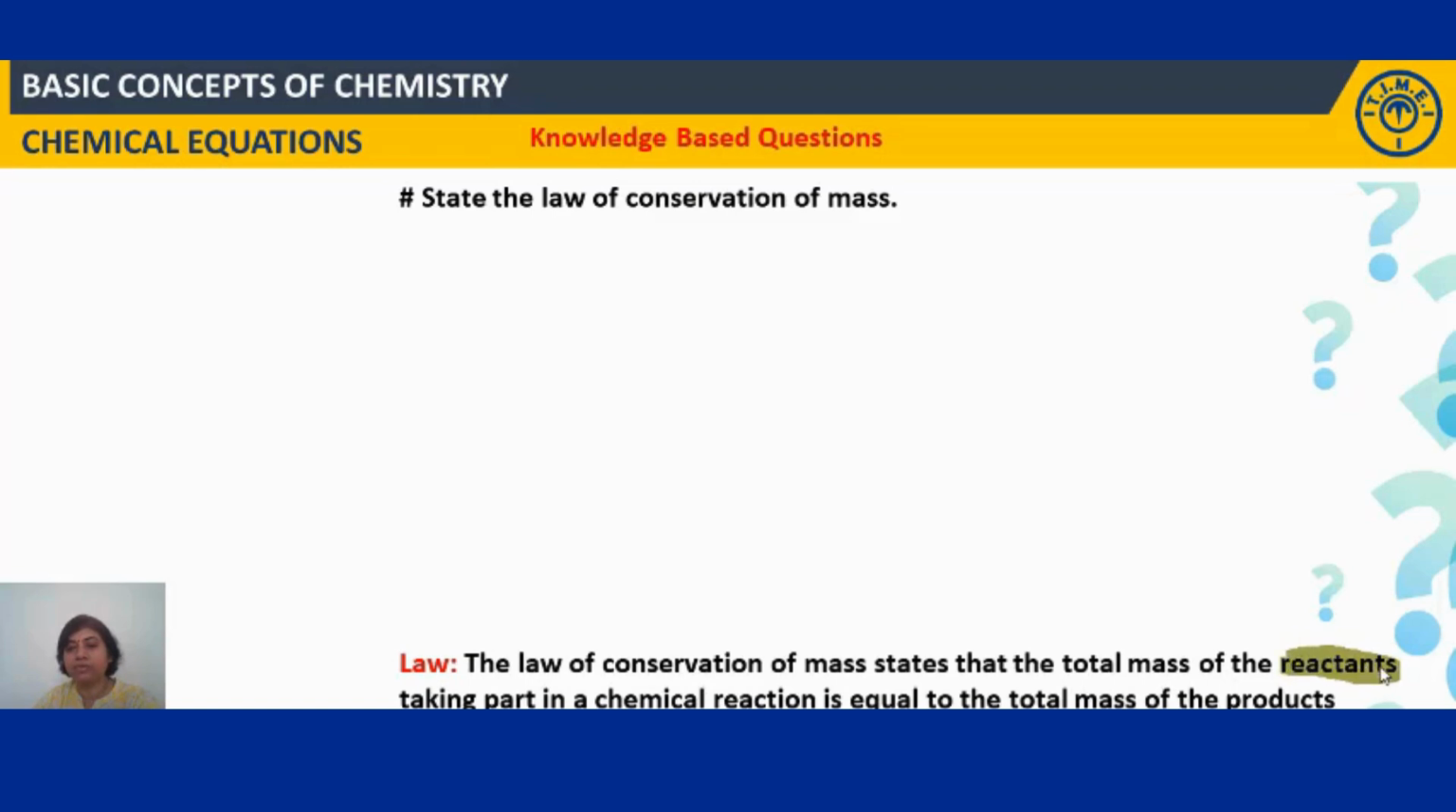So don't forget to write that the total mass of the reactants taking part in a chemical reaction is equal to the total mass of the products. Remember that reactants, products and mass, their mass must be equal. That's the reason we are saying that this law is the law of conservation of mass. So these highlighted parts are the key points of your definition and always remember to write this. Fine? Okay, we'll move on to the next question.